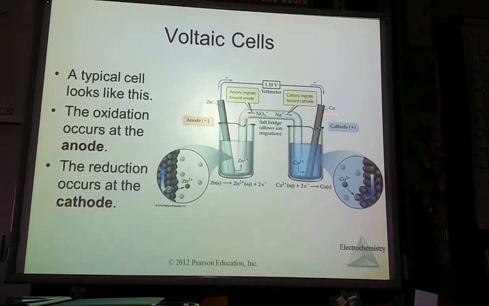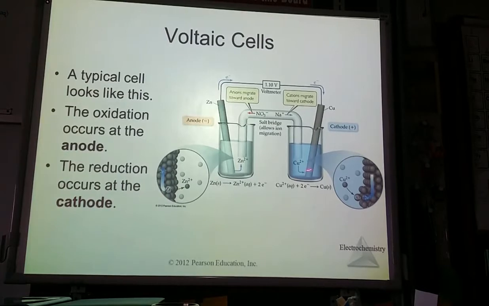If I come over here to the cathode end, I have all of my electrons coming over, so reduction is occurring at Cu. So I'm actually gaining electrons over here at this copper. Because I'm gaining electrons, I'm going to have the Cu2 plus come out of the solution and plate onto copper to become copper solid.